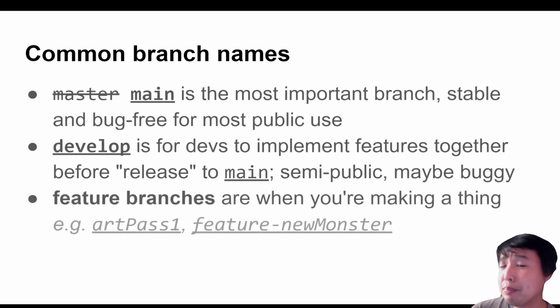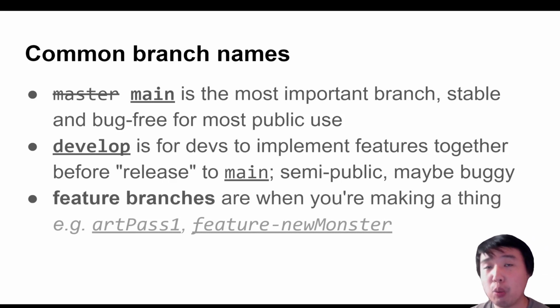And then what's probably most common when you're working on stuff is to have feature branches. Feature branches are when you are working on a thing, so you branch out to work on that thing without messing up anyone else and disturbing or annoying them. So, for example, if you're working on an art pass for your game, you might start an art pass branch and then do all your art pass stuff without bothering someone else.